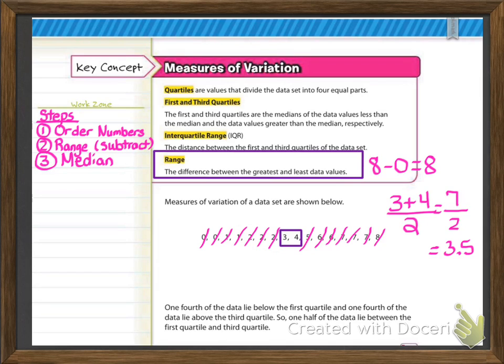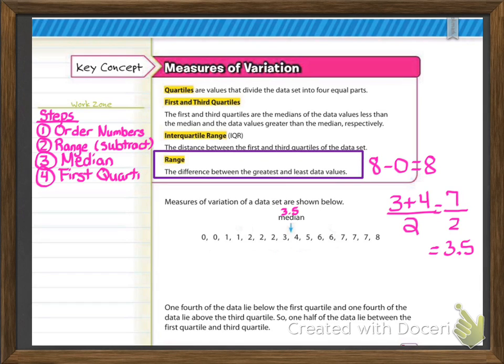So what I went ahead and did is I showed you where the median would be located for the set of numbers, and it's shown for you in the book. It's going to be between the 3 and the 4. But what I would like for you to do is right above that median, go ahead and write 3.5 so that we remember and we know what that median number was for the entire data set.